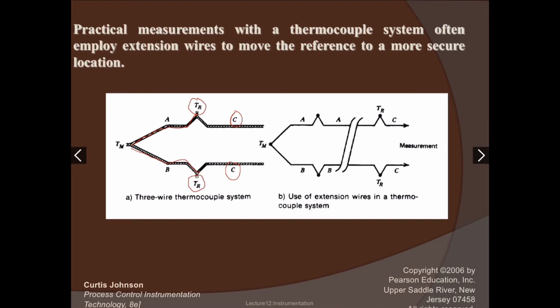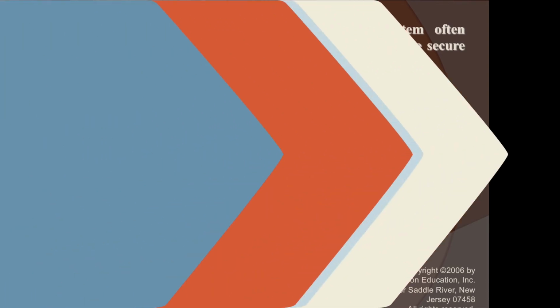To do that, an extension wire is used using the same combination wire as in thermocouple. So this is thermocouple. The extension wire is also a combination of A and B. Then we'll be able to move the reference point to more secure location, and then we use common wire to connect to the measurement device.